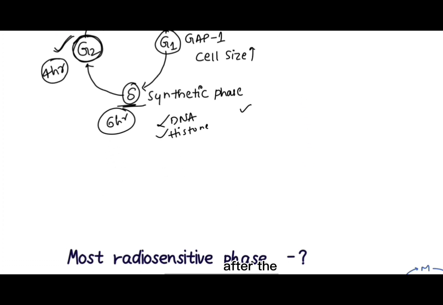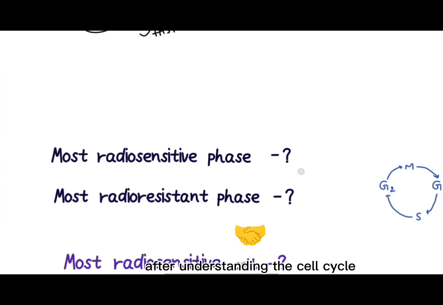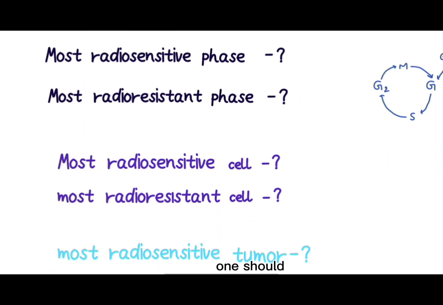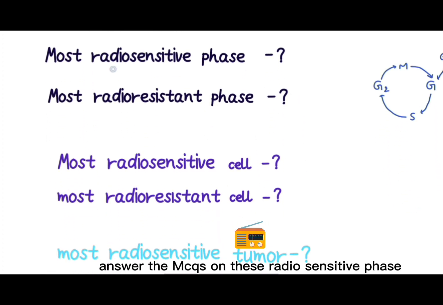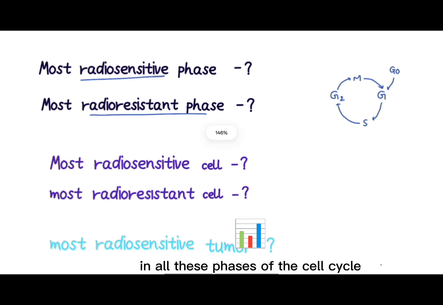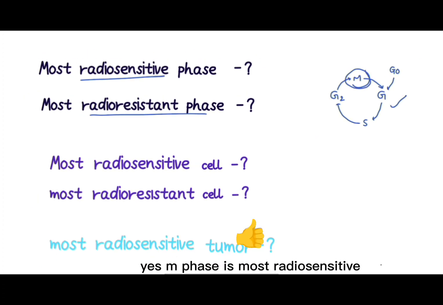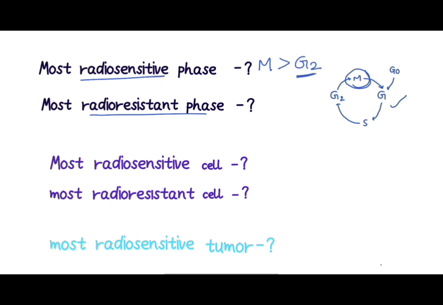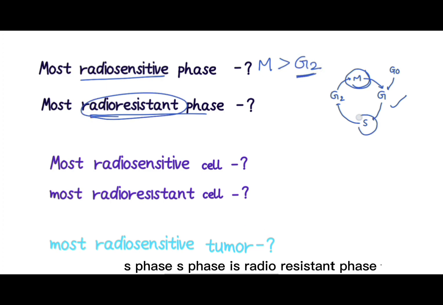So after understanding the cell cycle, one should be able to answer the MCQs on the radiosensitive phase and radio resistant phase. So in all these phases of the cell cycle, which is the most radiosensitive phase? Yes, M phase is most radiosensitive, and G2 is also a radiosensitive phase. Which is the radio resistant phase? S phase. S phase is the radio resistant phase.